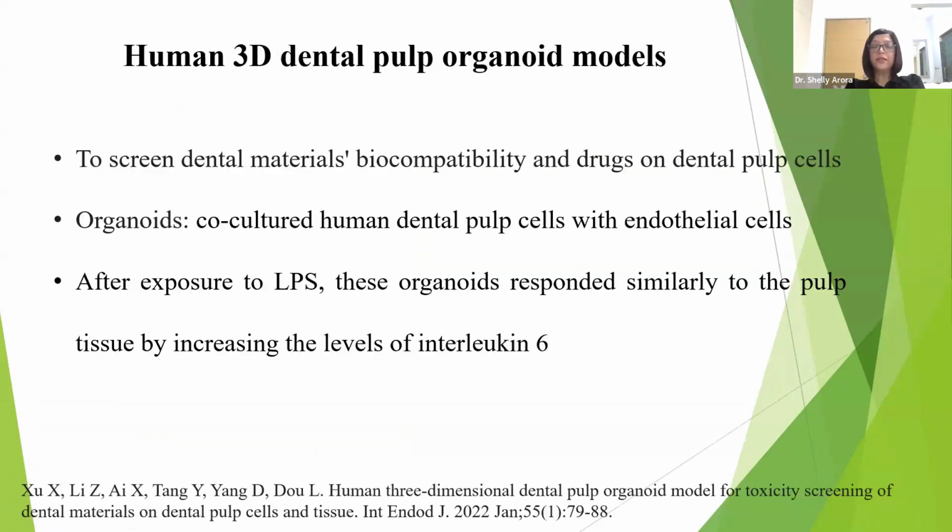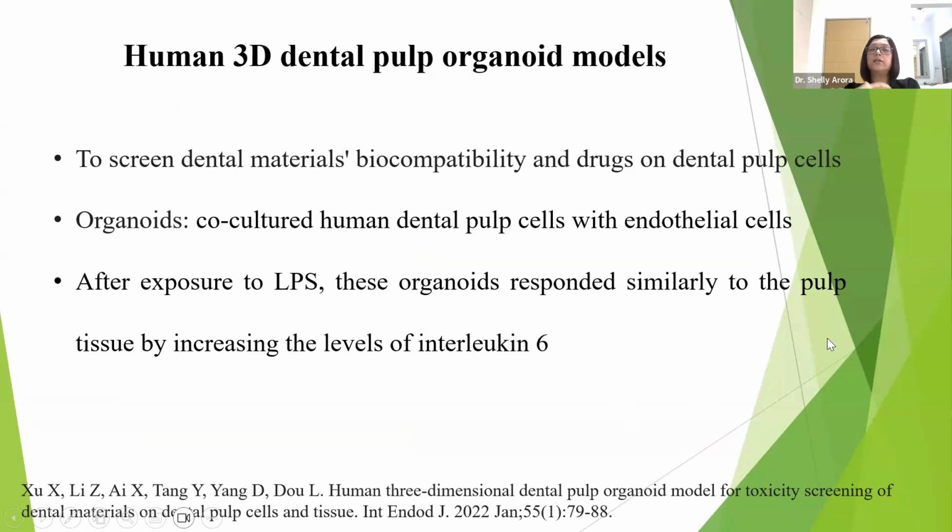Okay. There's another study which I mentioned about using a human 3D dental pulp organoid model. Essentially, the authors have mentioned these models have been used to screen dental material biocompatibility and drugs. So this organoid in this study is composed as a co-culture of human dental pulp cells and endothelial cells.